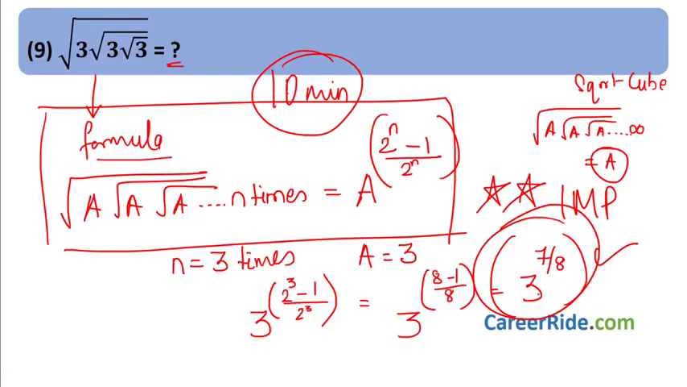Did you understand? It is very easy. It is not like square root and cube root. You can check out the video on square root and cube root also. There are many tricks and tips given over there, which are related to surds and indices. So take a look at that also.